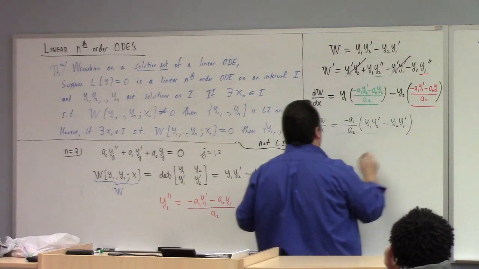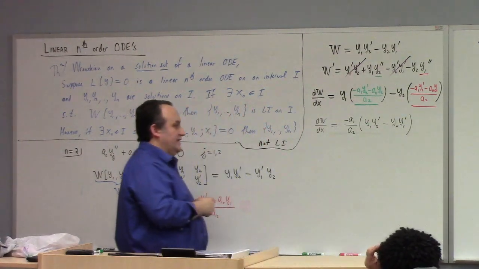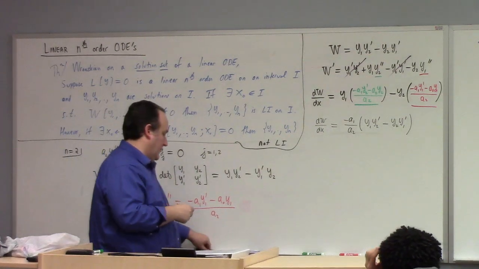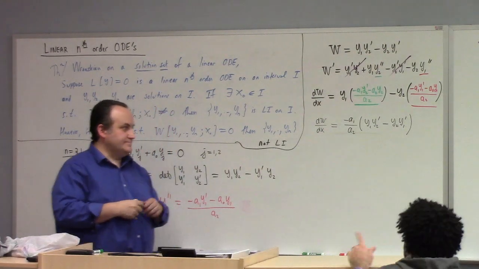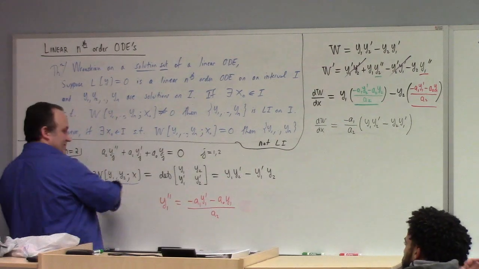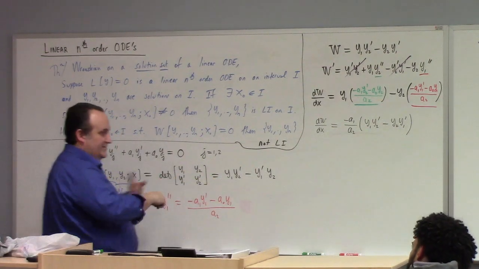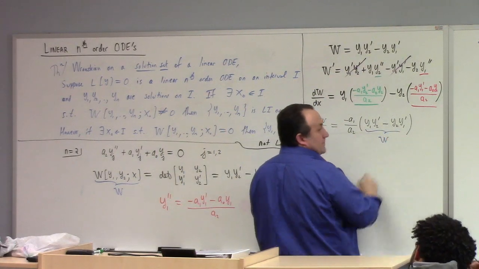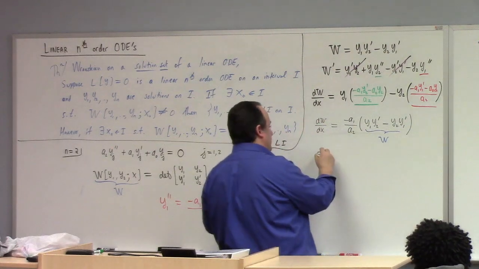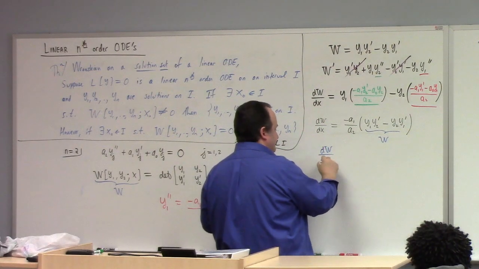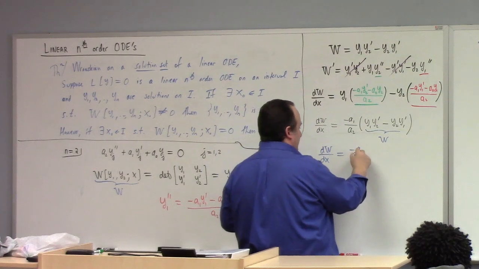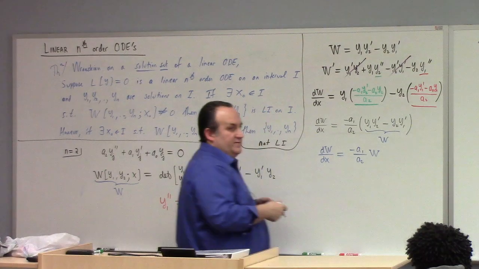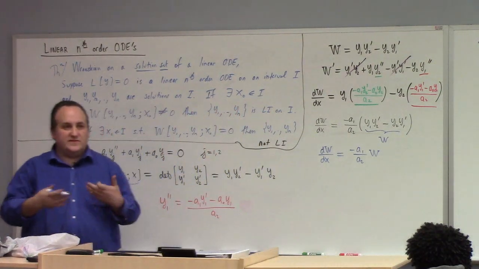Can you recognize what that is? It's the Wronskian. This is the W. So what we have then is dW dx is equal to minus a1 over a2 times W. Now here, a1 and a2 are generally functions. They're functions of x, right?